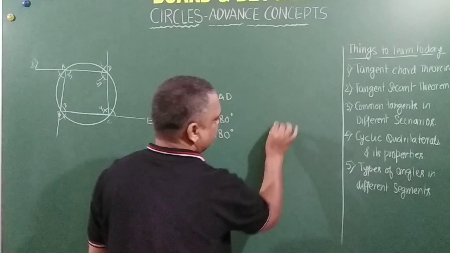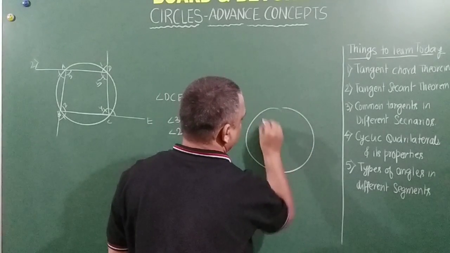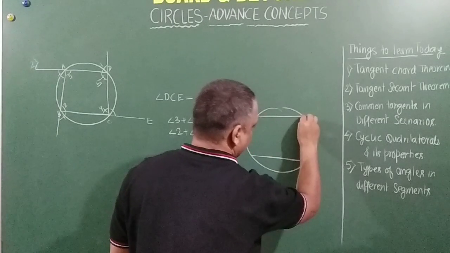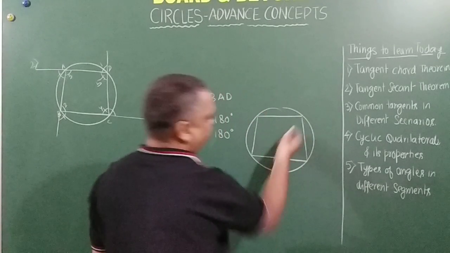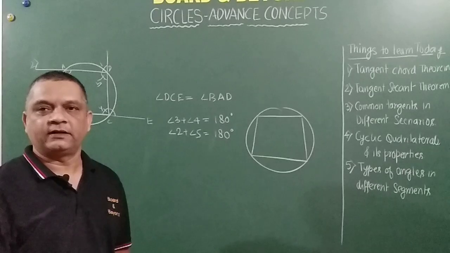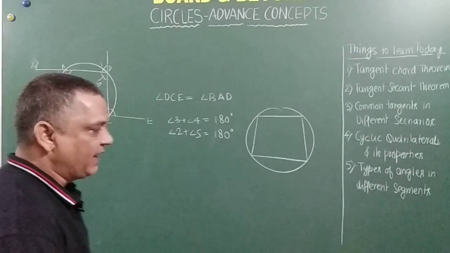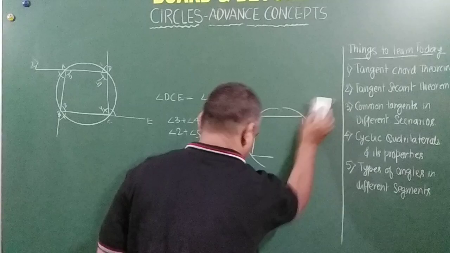Some of you may be thinking how to fit a trapezium here. So take this chord slightly lesser in length, take this bigger. You have fitted a trapezium inside, right? So this is how it is. Moving on to the next type of angles in a different segment.